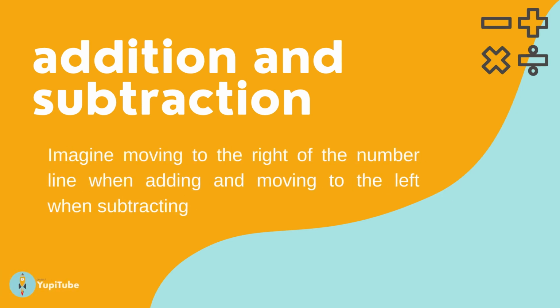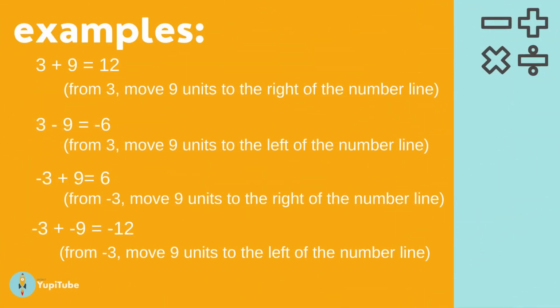Addition and subtraction. When adding or subtracting real numbers, imagine moving to the right of the number line when adding and moving to the left when subtracting. For example, 3 plus 9 is equal to 12. We have another example here. So 3 minus 9. From 3, move 9 units to the left of the number line, which results in negative 6.